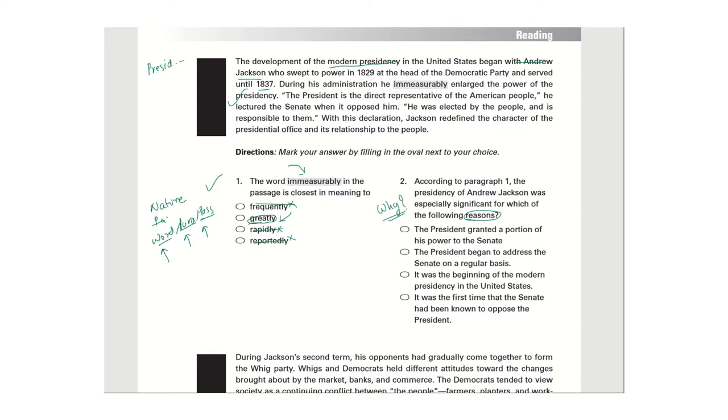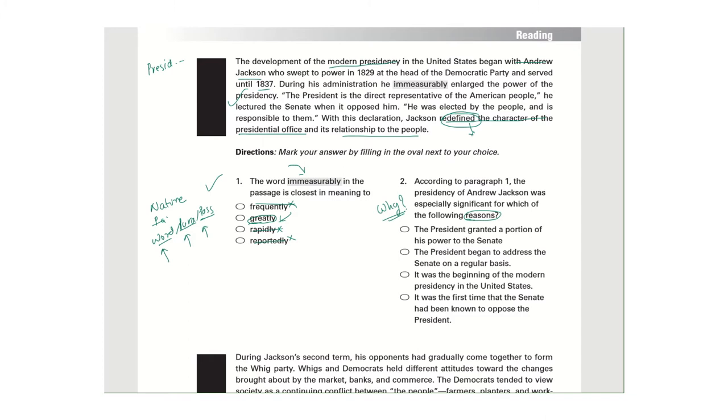I'll just read it a little bit more. President is direct representative of American people. He lectured at this place. He was elected by people and responsible for them. So whatever is written in quotes means he has said this. With this declaration, he redefined the character of presidential office and its relationship to people. So he kind of redefined. So this looks like a key word. He redefined the character of this.